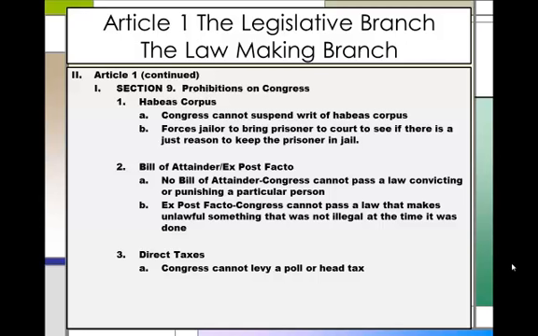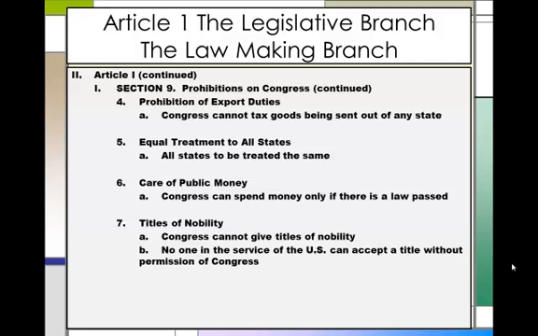They cannot pass a bill of attainder. Instead of the law applying to everyone, if I pass a law that specifically applied only to one single person. Ex post facto, Congress can't pass laws that make something you've already done illegal and then punish you for it. Congress also has to treat all states the same. They cannot treat one state better than the others. They cannot spend money unless there's been a law passed authorizing that.